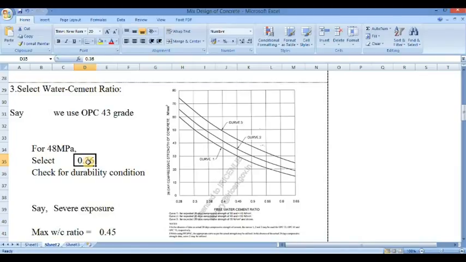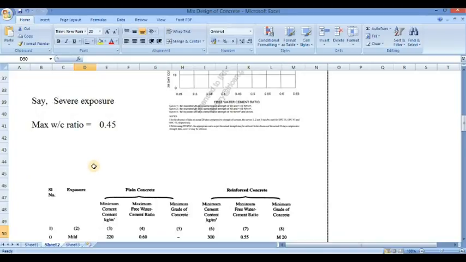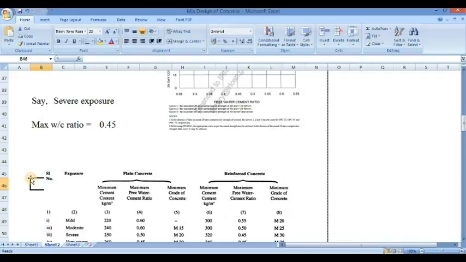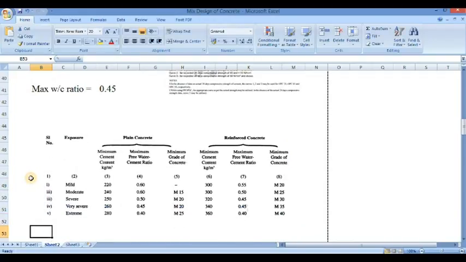What is the third factor? The third factor comes from IS 456:2000. If you consider Table 5 of IS 456, here you can see certain criteria for durability of your concrete. What are the criteria? First one is whether it is plain concrete or reinforced concrete. Since we are using M40, maybe it can be used for plain concrete, but normally it is used for reinforced concrete. So in our case it is reinforced concrete.